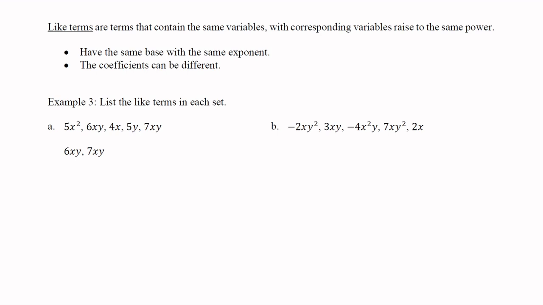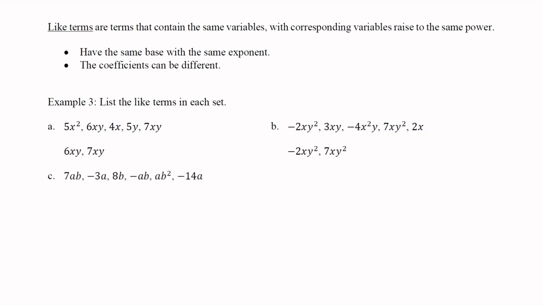For b, we'll go through the same process, and we are going to look at the first term first. So negative 2xy squared. Do we have any other terms that have an xy squared? If we look, we notice that we have 7xy squared. So those would be like terms. If we go to our second term, there's no other xy terms. We go to the third term, there's no other x squared y terms, and there's no other x terms for that fifth term. So those are our only two like terms.